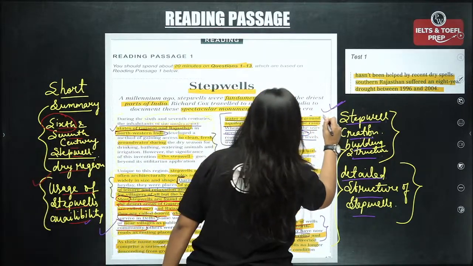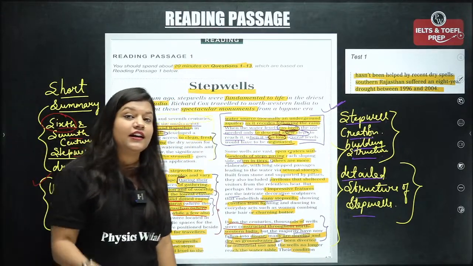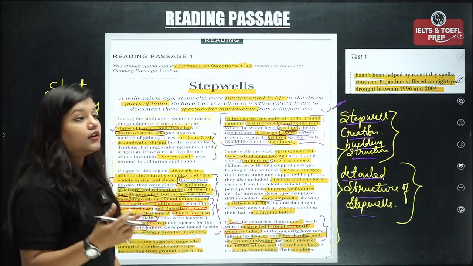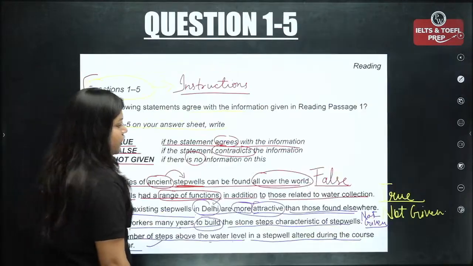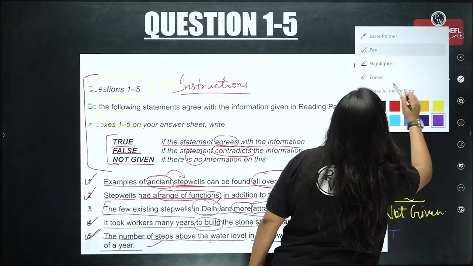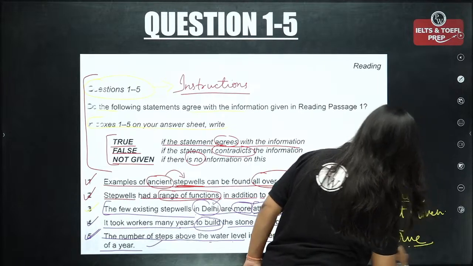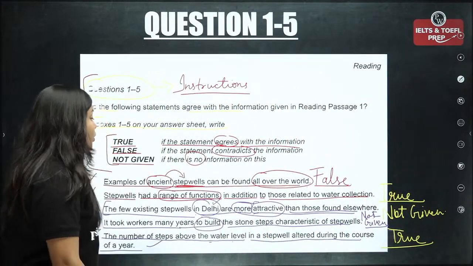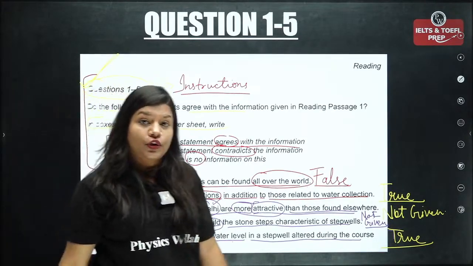In this entire paragraph, you are going to find the answer which exactly confirms that the water level used to get altered over the course of a year, right? So yes, here is the answer. The answer is going to be true. Got it? This is how you can solve the entire question type of true, false, not given.